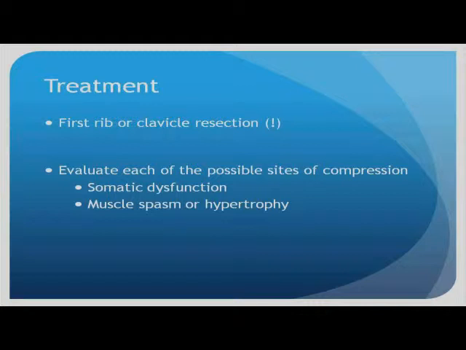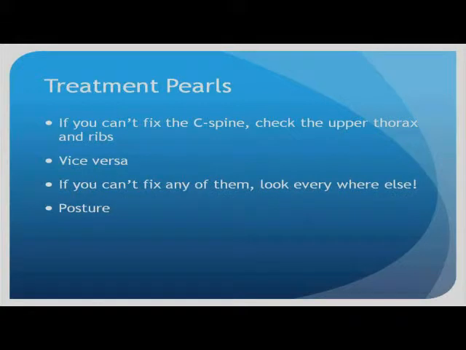And as I said, you've got to evaluate every one of those sites where compression can take place for both articular somatic dysfunction and muscle problems, spasm or hypertrophy, that may be compressing those somewhat vulnerable structures. One of the things I've found is that if you can't fix a cervical spine dysfunction you're having trouble with, something below one of its neighbors is causing a problem. So always look at the upper thorax and upper ribs. And the same goes in the opposite direction.